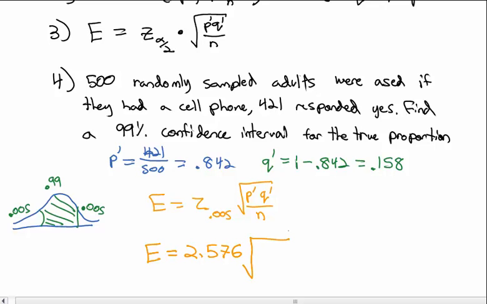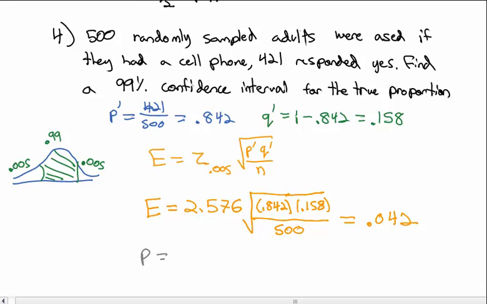So the error is 2.576 times the square root of p hat, which is 0.842, times q hat, which is 0.158, divided by n. We sampled 500 people. So on our calculator, 2.576 times the square root of 0.842 times 0.158 divided by 500 is 0.042 approximately.